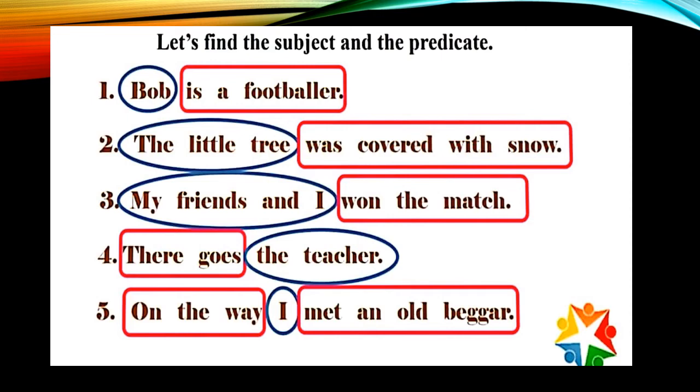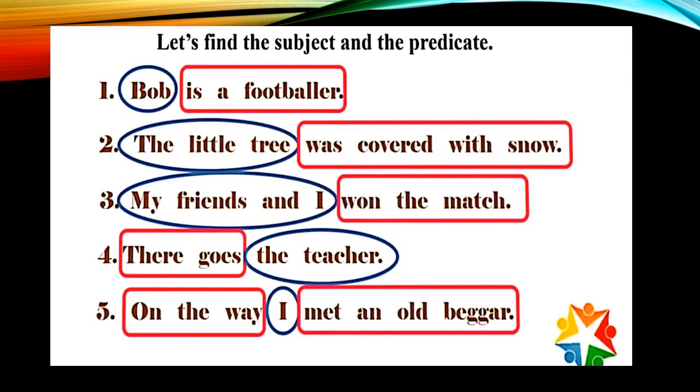In the second, the little tree is the subject and was covered with the snow is the predicate. In third, my friend and I is the subject. Won the match is the predicate. In fourth, the teacher is the subject. There goes is the predicate. In fifth, on the way I met an old beggar. Here, what is the subject? Yes, I is the subject. On the way and met an old beggar is the predicate.